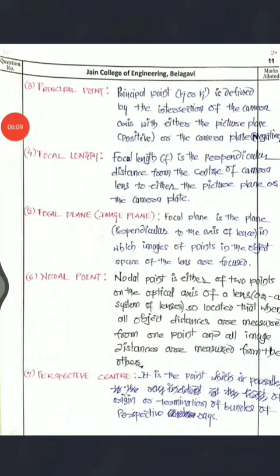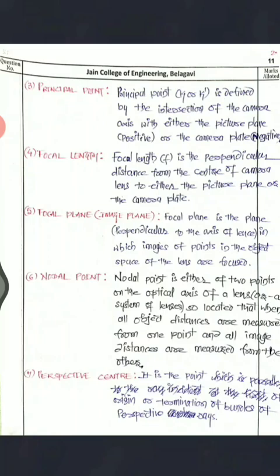Now here, principal point, as I said, K and K dash lie at the center of principal lines. When the principal lines are crossed here, the crossing point will be your principal point, as I have shown in the figure. The principal point K and K dash is defined by the intersection of camera axis with either the picture plane, that we call as positive, or the camera plate, that we call as negative.